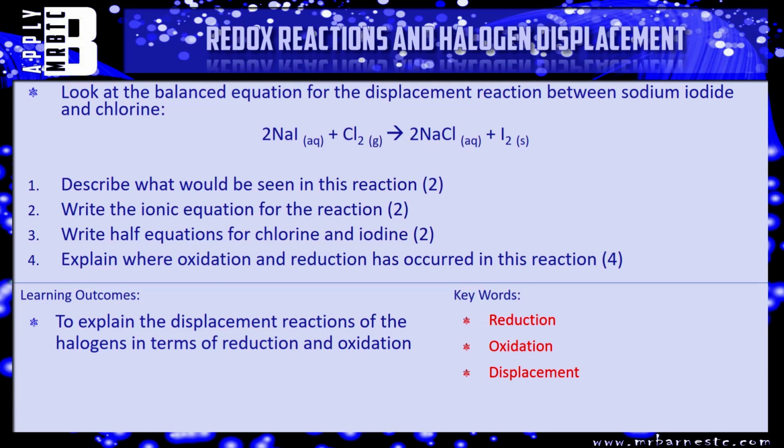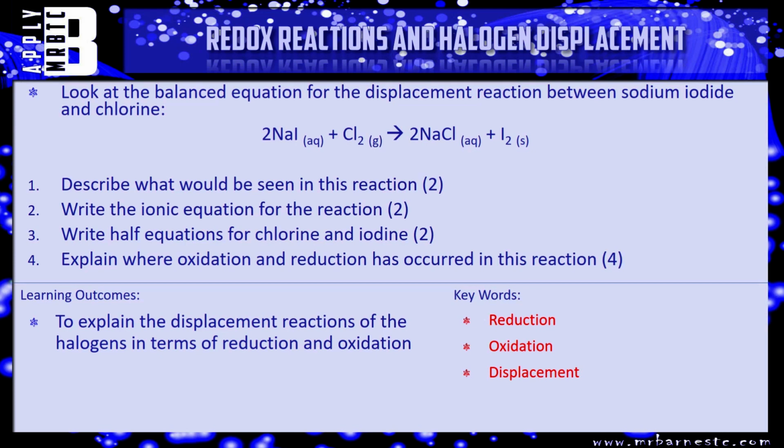So I've got 4 questions for you, all around the displacement reaction between sodium iodide and chlorine. So you've got the equation, 2NaI, which is aqueous, plus Cl2, which is a gas, goes to 2NaCl, aqueous, and iodine, I2, which is a solid. Number 1, describe what will be seen in this reaction. So talk about the colour change, talk about the change in state symbols.